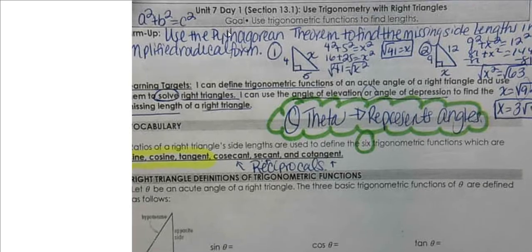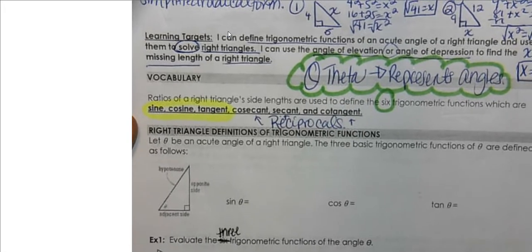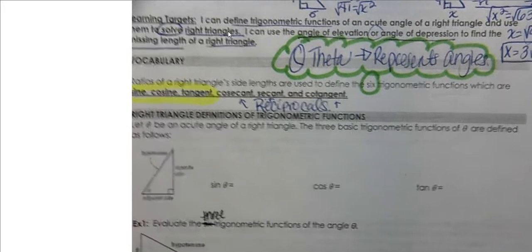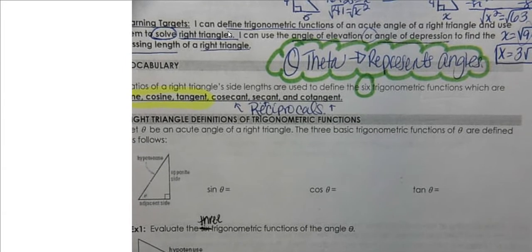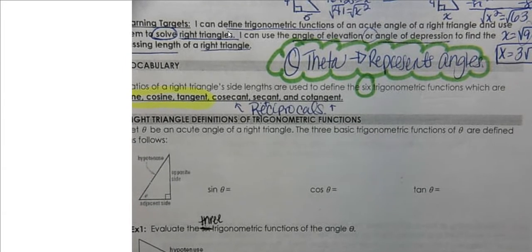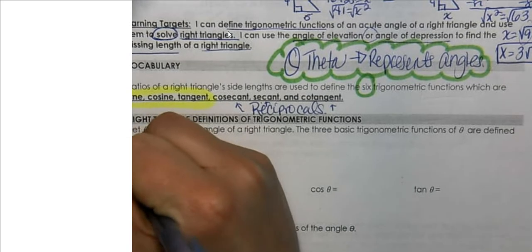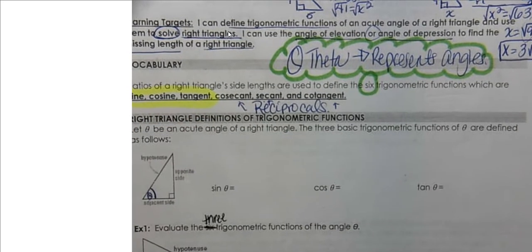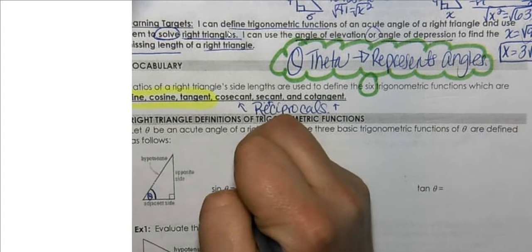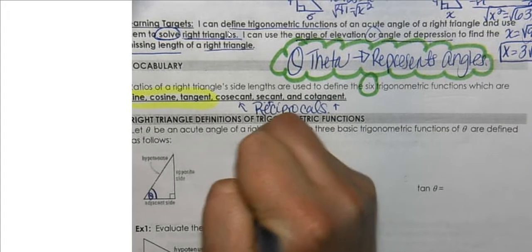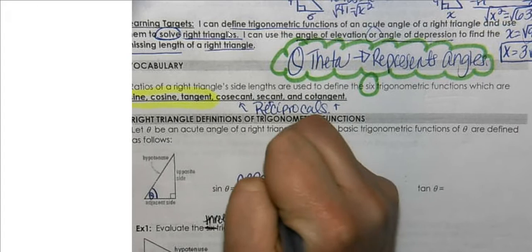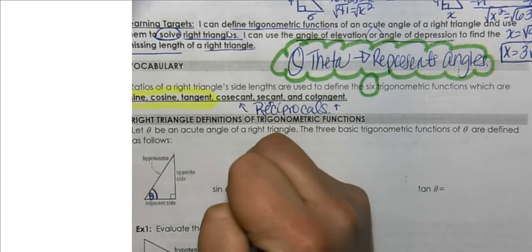So we're going to let theta be an acute angle of a right triangle. The 3 basic trigonometric functions of theta are defined as follows. So if theta represents an angle, the sine of theta is going to be equivalent to the length of the opposite divided by the length of the hypotenuse.